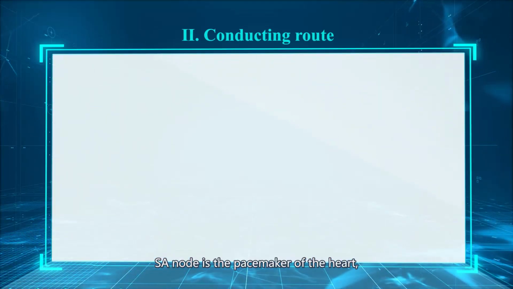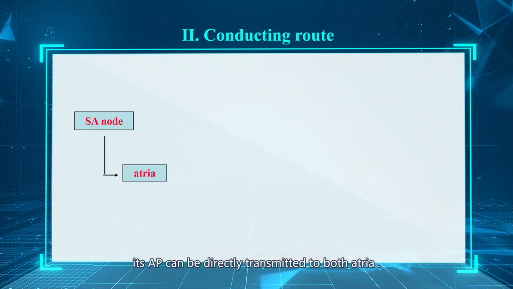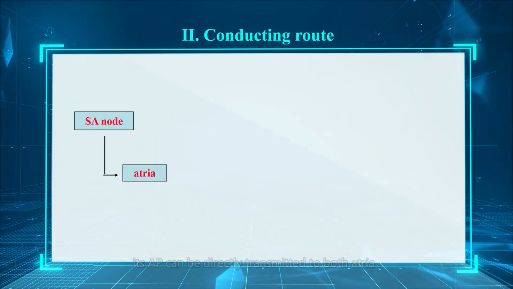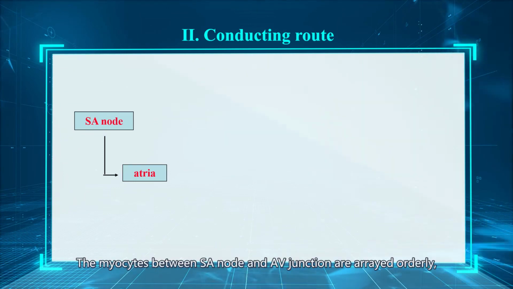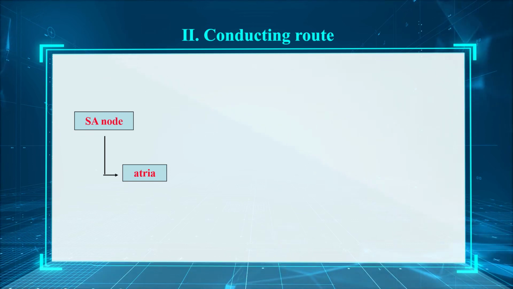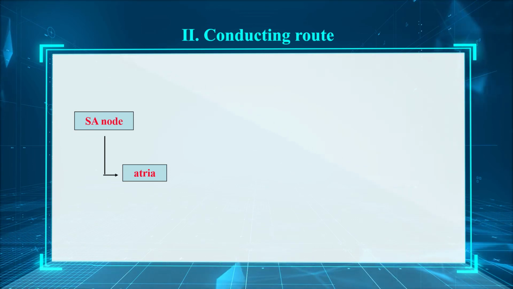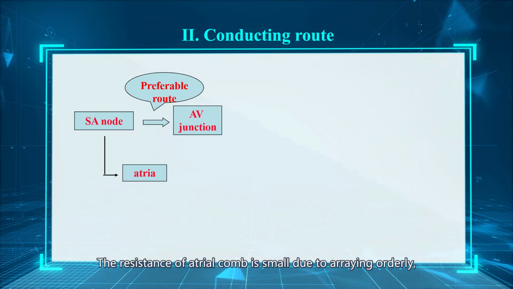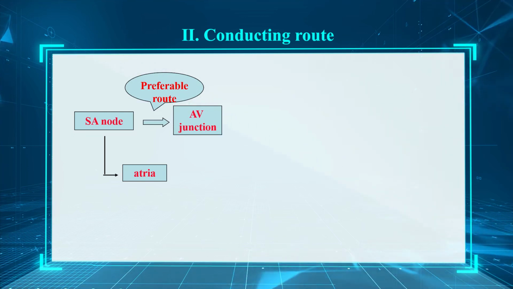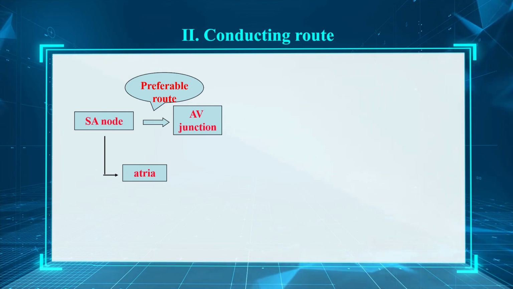SA node is the pacemaker of the heart. Its action potential can be directly transmitted to both atria. The myocytes between SA node and the AV junction are arrayed orderly, like cones, being called atrial cone. The resistance of atrial cone is small due to arraying orderly, and the conducting is fast. So we call it preferable route.